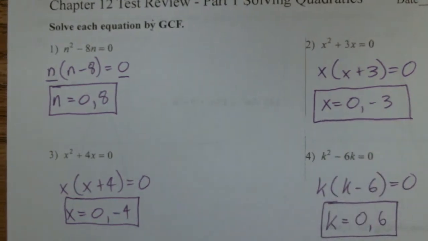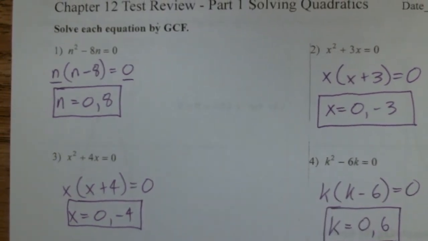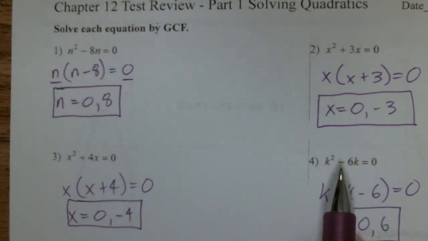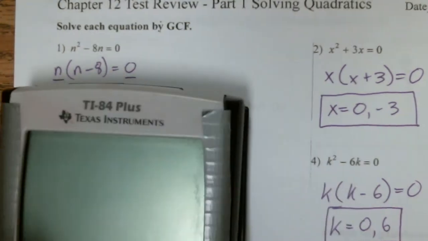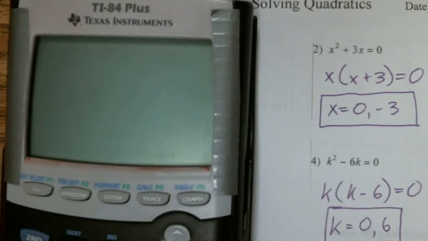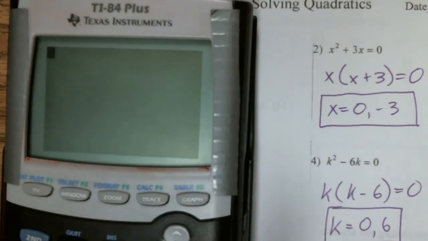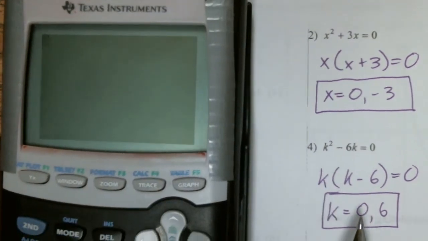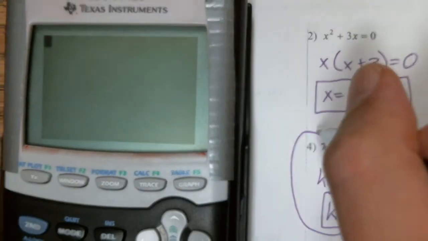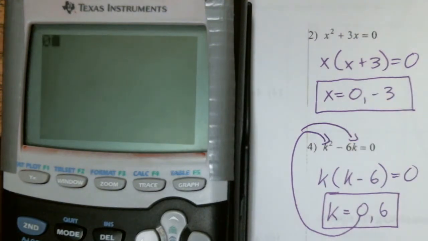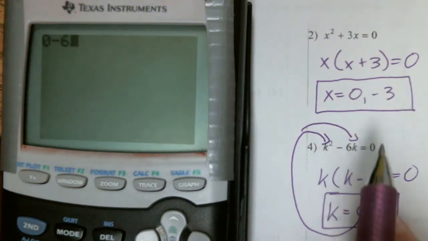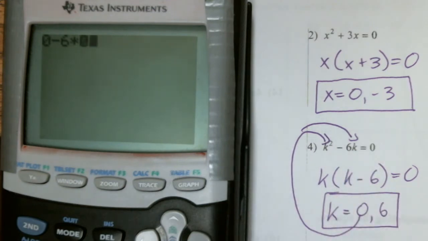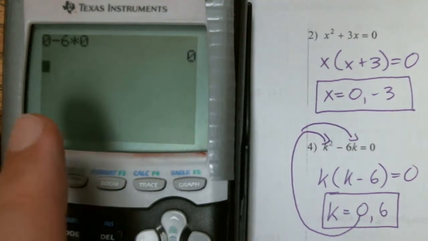As always with these quadratic equations, guys, whenever you get x equals something, n equals something, to check your answer, you can always plug your answer back into the original problem. So if you want to get out your trusty calculator, and yes, we'll be using our calculator a good bit in this test review, I'm simply going to take my two answers and plug them in for k. If I substitute a 0 for k, I'm saying that 0 minus 6 times 0 better equal 0. And it does. So that's always a great way to check your answer.